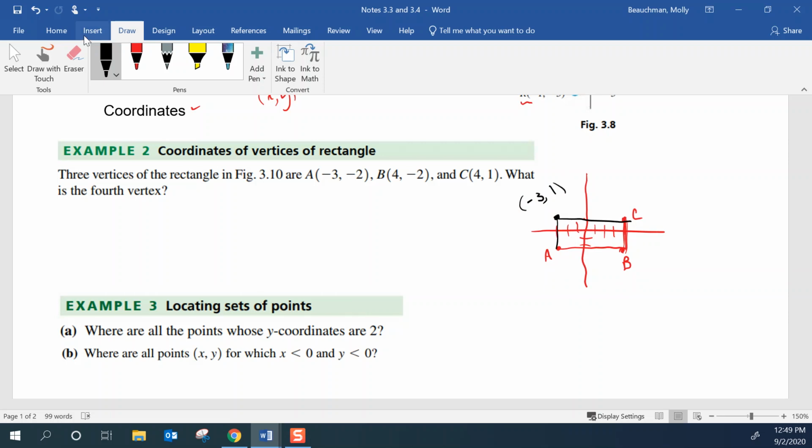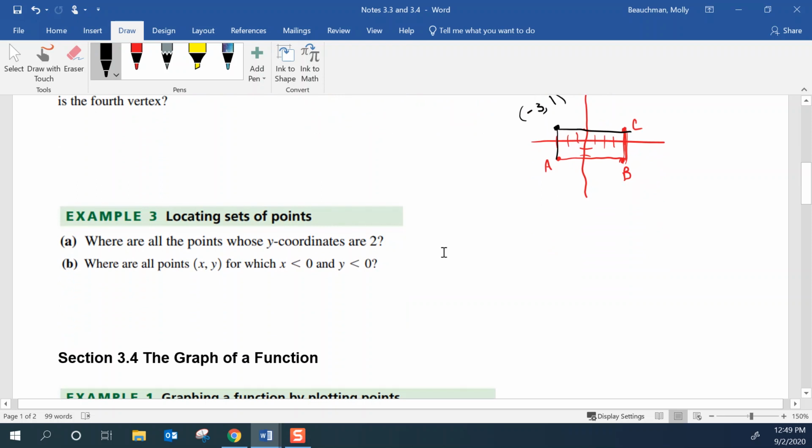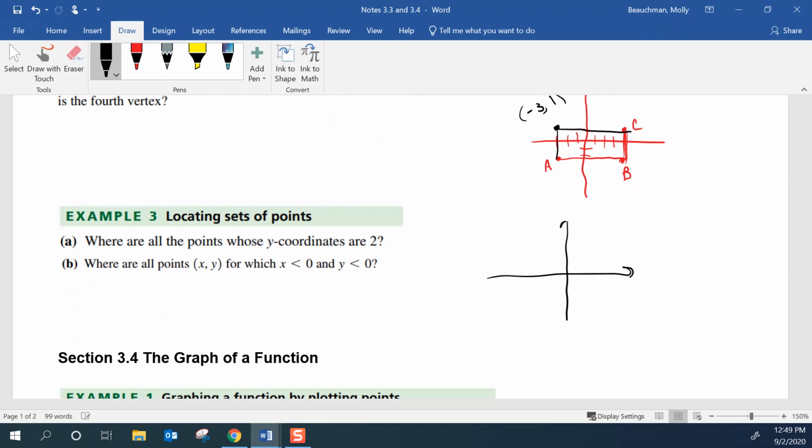Then example 3, how to locate sets of points. It says, where are all the points whose y coordinates are 2? So if we draw an axis, y is the vertical axis. So all coordinates where y is equal to 2 are right here. So all coordinates whose y is equal to 2, it doesn't matter what x is, the y coordinate is 2.